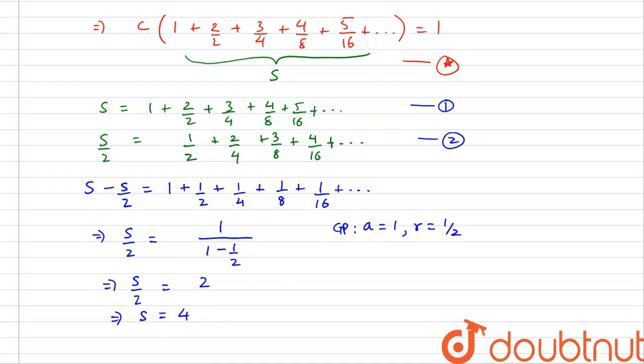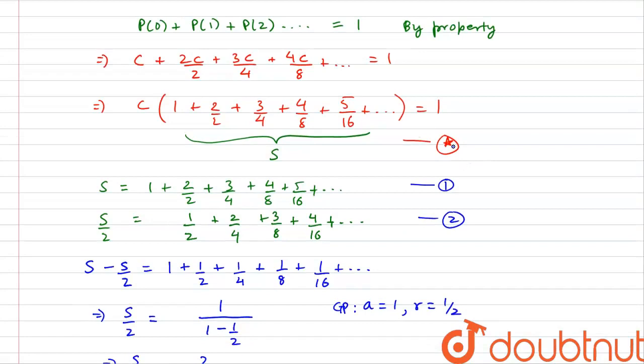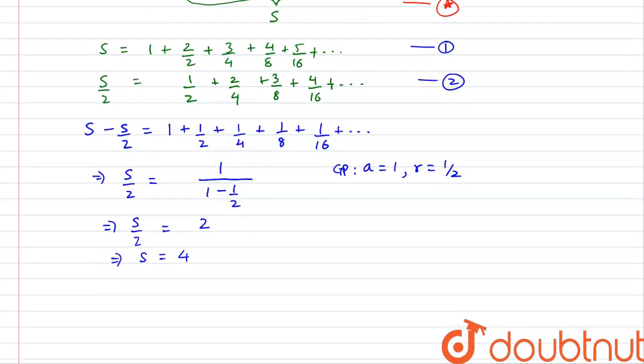Now we'll substitute this value of S in equation star. So we'll have c into S, that is 4, equal to 1. So this implies c into 4 is equal to 1, or this implies that c is equal to 1 by 4, and this is our solution. c is equal to 1 by 4, the value of the constant.